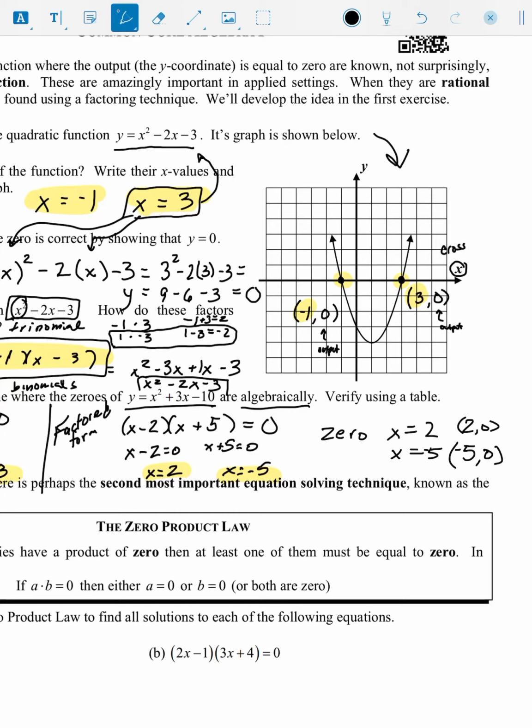Now, it asks us to verify this using a table. I'm going to hold off on that for now. But as you know, we're using Desmos.com as our graphing calculator. If you wanted to type this function into the Y1 on your Desmos calculator and then find your table of values, or at least look at the graph, you'd see that it crosses the x-axis at 2, 0 and negative 5, 0. You'd find these points on your table of values, and that would verify that you factored and found the zeros algebraically successfully.